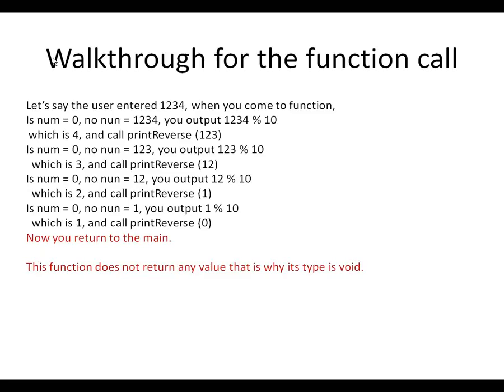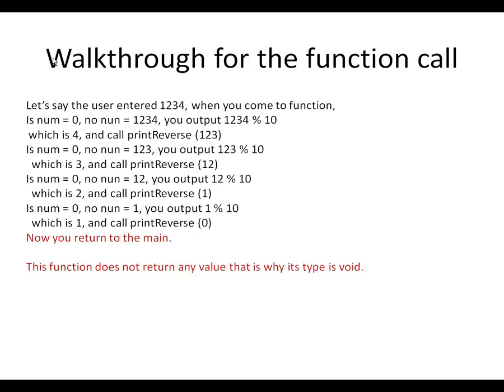Let's say that the user entered the number 1234. Then you call the function. Is the number 0? No, the number is 1234. You output the mod of 1234 and 10, which is 4. And then you call the reverse function, where you have to divide 1234 by 10, and the result would be an integer, 123.